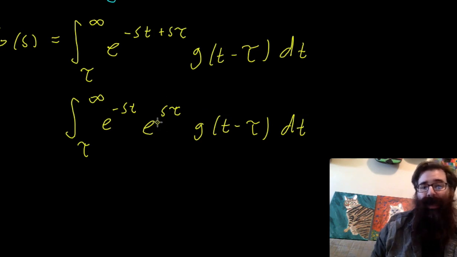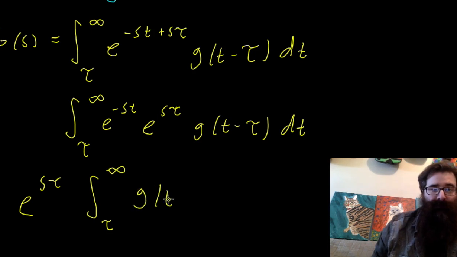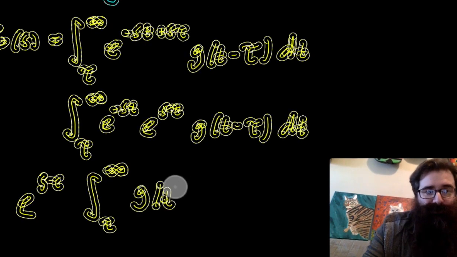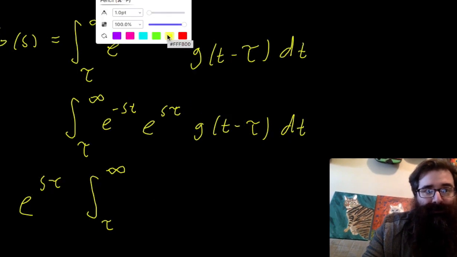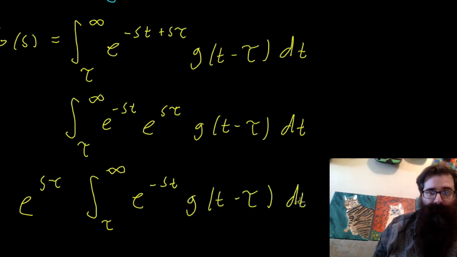But this e to the s tau doesn't have any mention of t in it, so that can actually come out. So that's e to the s tau times the integral from tau to infinity of e, well, let me backtrack here. I don't want to write that one first necessarily. Does it matter? No, not for multiplying, but let me try to make this look as nice as possible. So we can bring the e to the s tau out, and we have the integral from tau to infinity of e to the minus st, g of t minus tau dt.